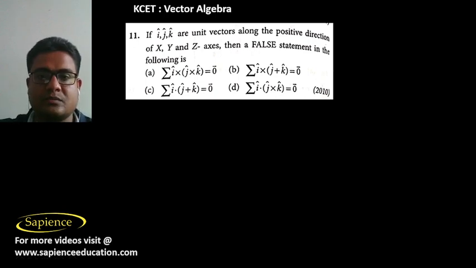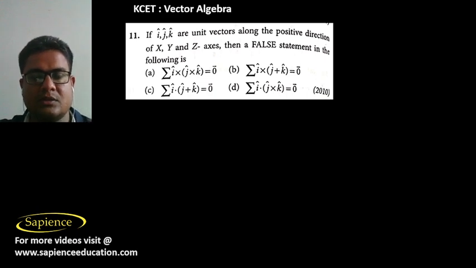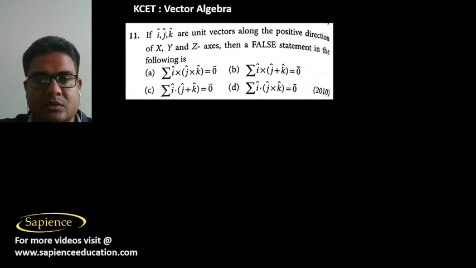Here we shall start from question number 11 onwards. In the first part, we had solved till question number 10. In question number 11, it is told: if i, j, k are unit vectors along the positive direction of x, y, and z axis, then the false statement in the following is.